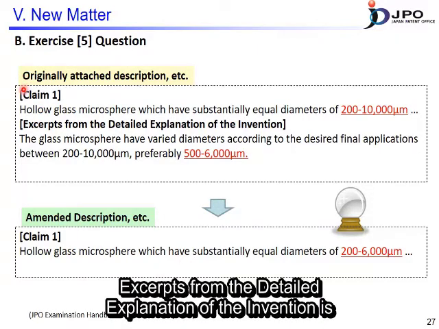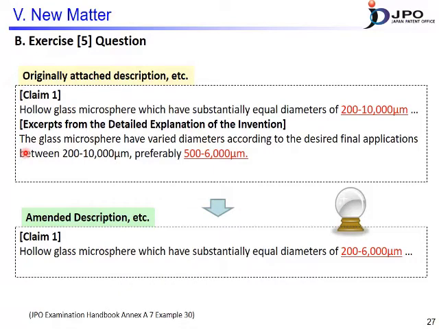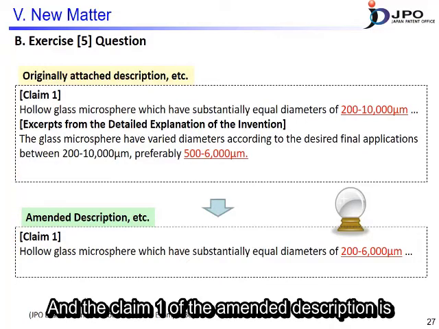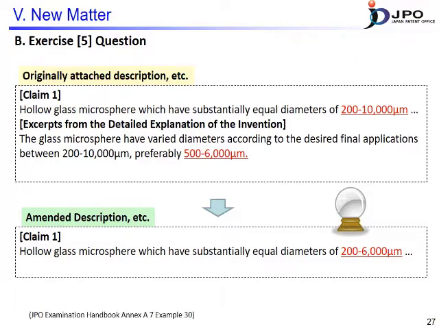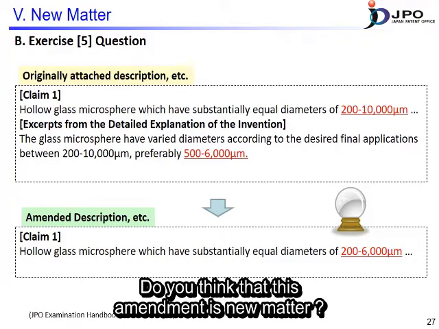And the detailed explanation of the invention said the glass microspheres have very varied diameters according to the desired final applications, from 200 to 10,000 micrometers, preferably from 500 to 6,000 micrometers. And claim 1 of the amended description is hollow glass microspheres which have substantially equal diameters of from 200 to 6,000 micrometers. Do you think that this amendment is new matter?